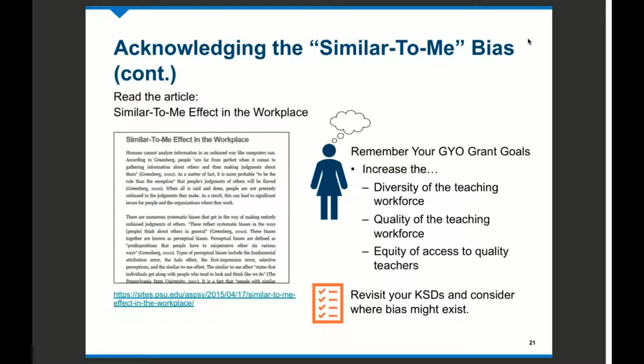Once you've read the article, review your list of KSDs that you developed earlier when you paused the webinar. Consider where a similar to me bias may exist in the KSDs you listed out or prioritized, or consider ways you might revise your list to encourage a more inclusive approach to being an effective educator.